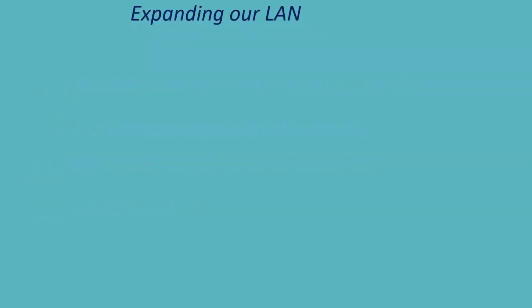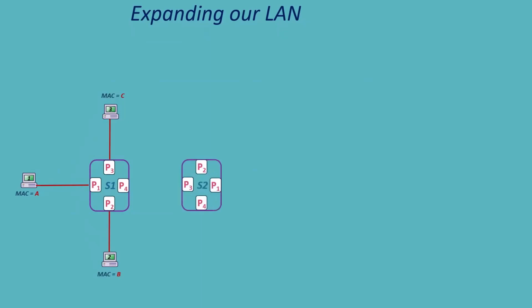So let's expand our LAN. We had our switch S1. Let's add another switch S2 and connect them together. Here, the port P4 of switch 1 is connected to port P3 of switch 2. And then we have further connections like these for PC4, 5, and 6 with the corresponding MAC addresses D, E, and F.